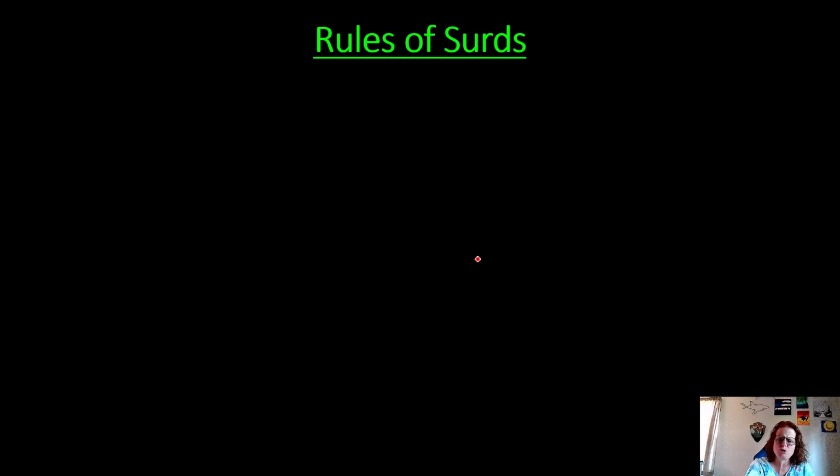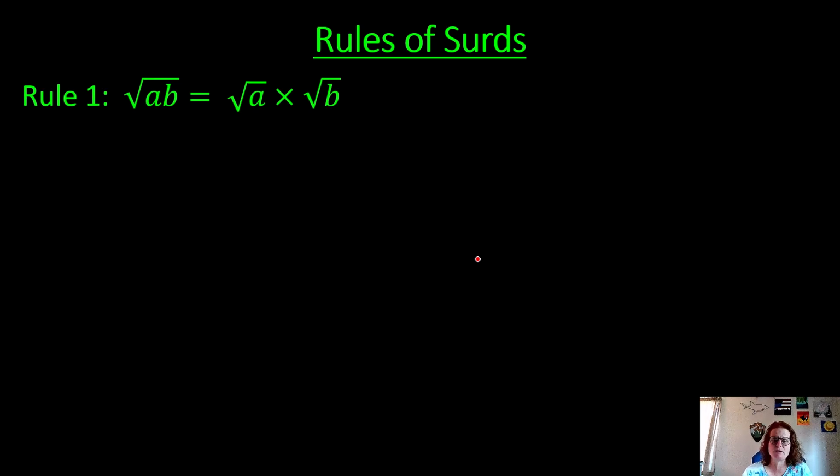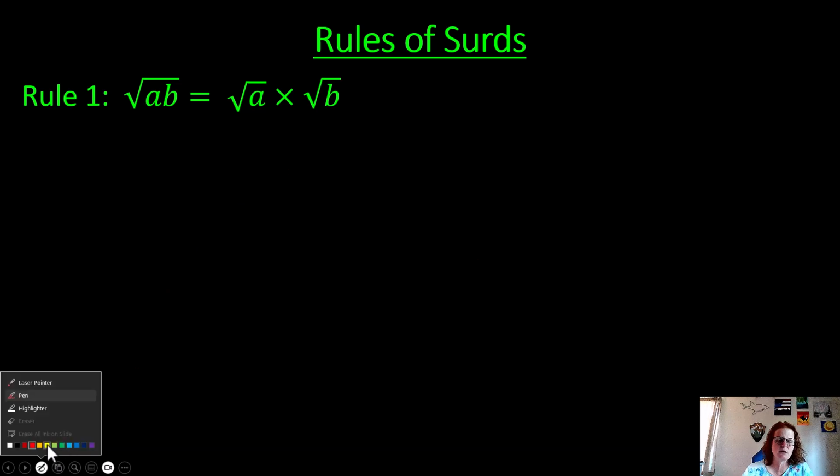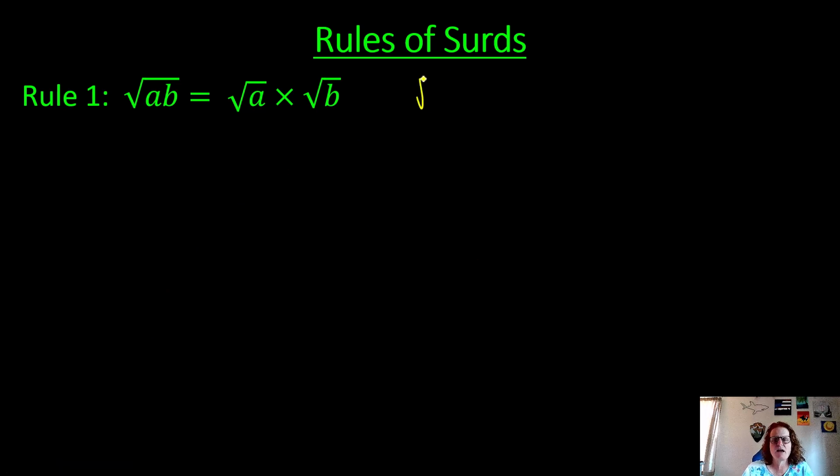Rules of surds. Just real quick, we're going to go over some rules that we've already covered in the previous section. Square root of a times b is equal to square root of a times square root of b. You can just separate them out. So if I had the square root of 3 times 7, I can break this apart to be the square root of 3 times the square root of 7. This is going to be very important later when we go to simplifying.